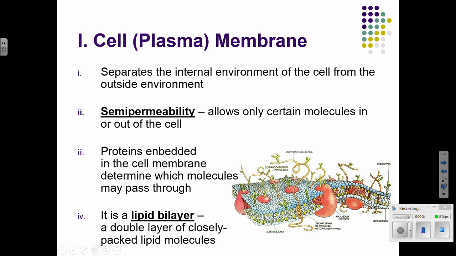And we call this a lipid bilayer. So the whole cell membrane is basically two layers of really tightly packed phospholipids, one on top of the other, and they arrange themselves in such a way that things really can't get through.